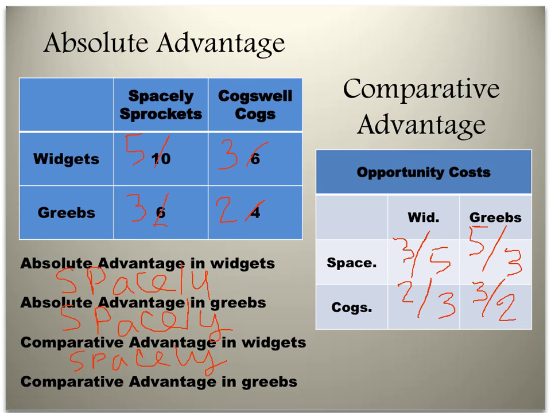And who has the comparative advantage in grebes? Well, looks like Cogswell's 1.5 is less than Spacely's 1 2/3, so Cogswell has comparative advantage in grebes, and that makes sense. We didn't have to even look at the numbers, because unlike with absolute advantage, when you have two producers, one will have the comparative advantage in one thing and one the other. It's always like that.